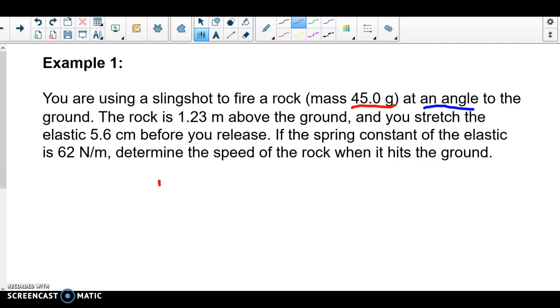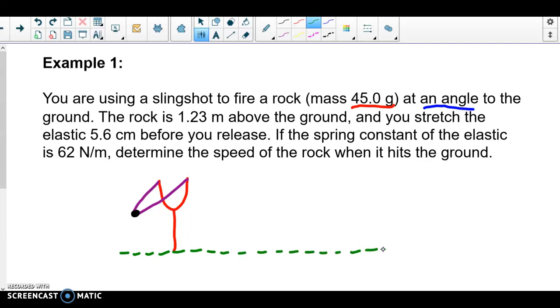So in this case, I've got some sort of a slingshot, and I've got some elastic that I'm stretching, and I've got some rock right here. In this particular question, the reference height that I'm going to use is just going to be the ground, since that's the easiest reference height. I'm told that just before I release the rock, it's got some height, 1.23 meters above the ground.